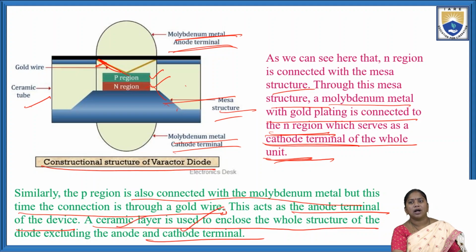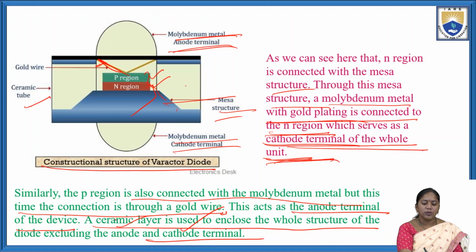So from the figure it is observed that the P region is merged with the N region. The N region is connected with the mesostructure, through which a molybdenum metal with gold plating is connected to the N region, which acts as the cathode terminal of the whole unit. Similarly, the P region is connected with the molybdenum metal directly through the gold wire. This acts as the anode terminal of the device. Finally, a ceramic layer is used to enclose the whole structure of the diode, except the anode and cathode terminal.